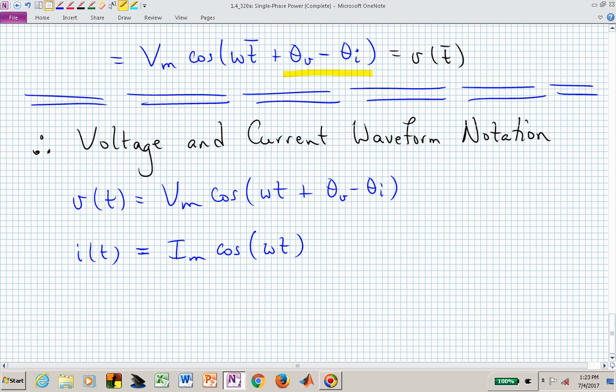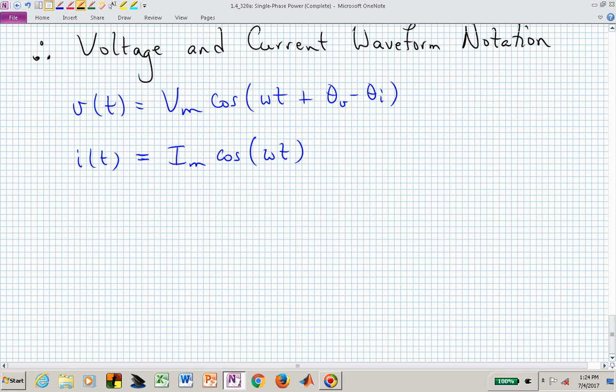Now that we have that, let's just forget the t-bars. Let's just put them all as t's again. And now here's our notation. Our voltage is going to be v sub m cosine omega t plus theta sub v minus theta sub I. And i of t is now equal to I sub m cosine omega t. Again, if we wanted to, we could write that in terms of RMS values.